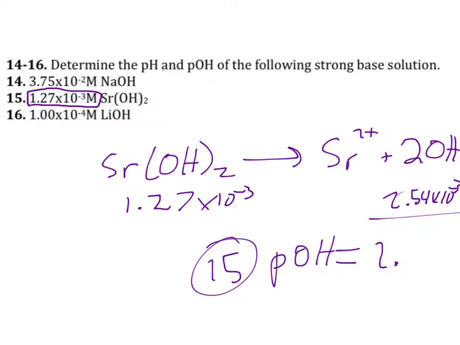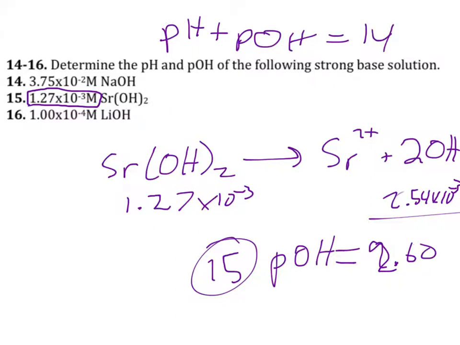We get a pOH of 2.60 about. We know that pH plus pOH is equal to 14. So we just need to subtract the 2.60. And that means we get a pH of 11.4. Which makes sense because that's a basic solution and we're putting a base in there. Again, with 14 and 16, you do not need to multiply the hydroxide concentration by 2 because there's only 1 hydroxide ion per formula unit there.